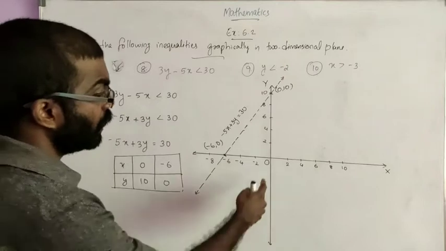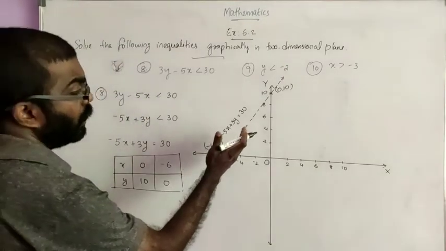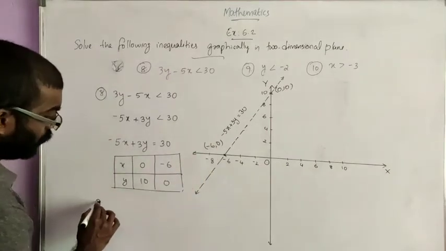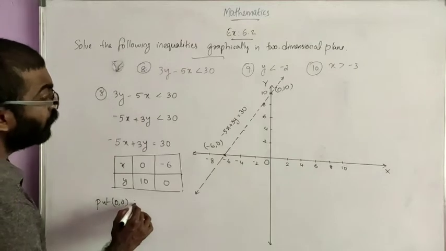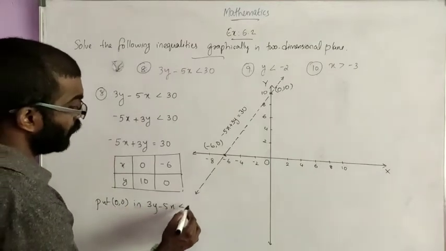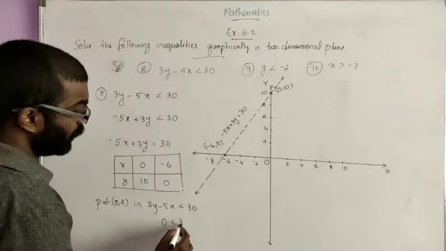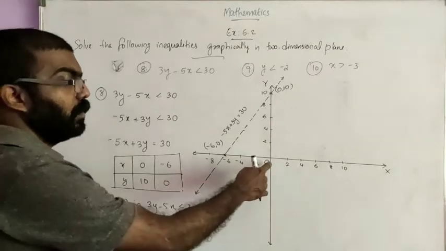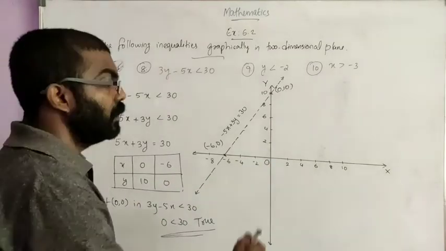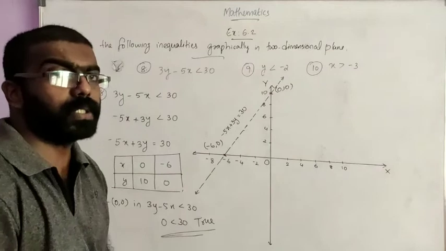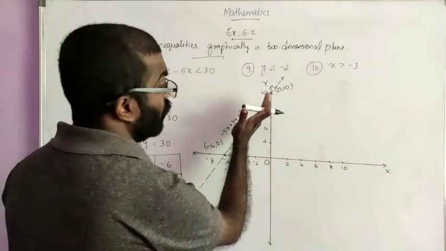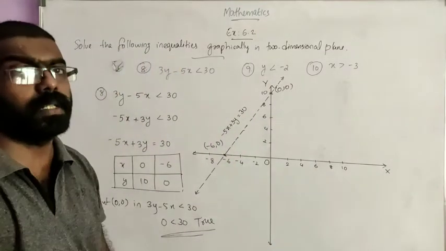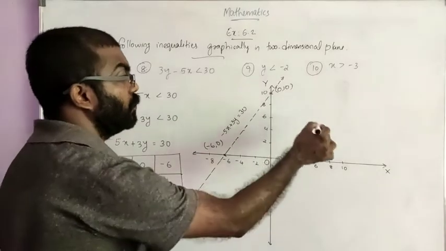So we can check the point 0, 0. It is on the right part or the lower part of the line, lower half plane. So put 0, 0 in 3y minus 5x less than 30. That is 0 less than 30. 0 less than 30 is a true statement. So 0, 0 will be a solution. 0, 0 must lie in the solution region. So what we can say, the points on the lower half plane will represent the solution. So we can shade this part.